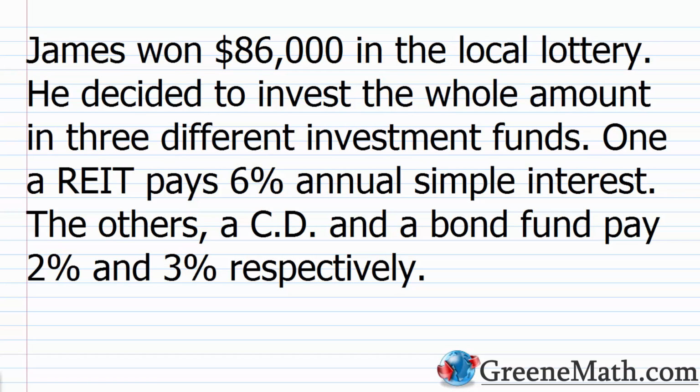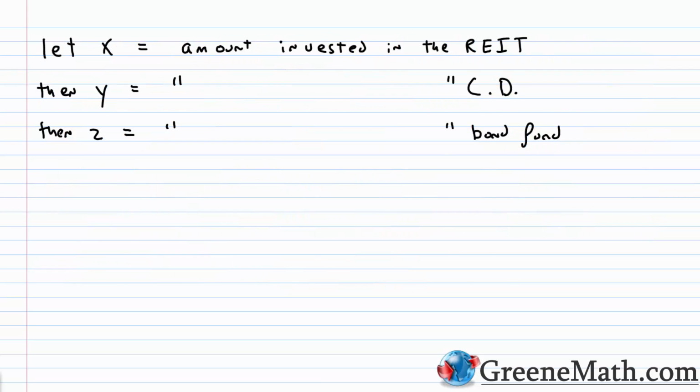So the first one would come from this. James won $86,000 in the local lottery. He decided to invest the whole amount. So all of it, that's basically telling me that $86,000 is going to be involved here, in 3 different investment funds. So between the REIT, the CD, and the bond fund, there's a total of $86,000 in them. So that tells me that if I sum X, Y, and Z, that's going to be 86,000. So for equation 1, X plus Y plus Z is going to be equal to 86,000.